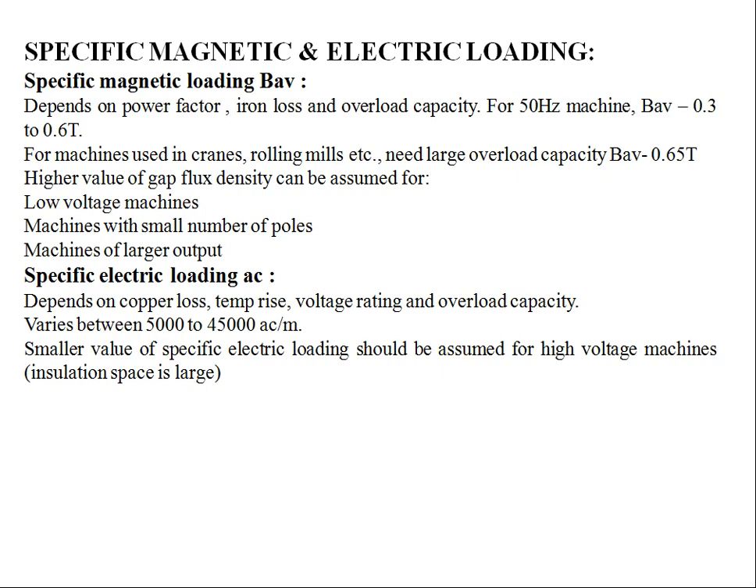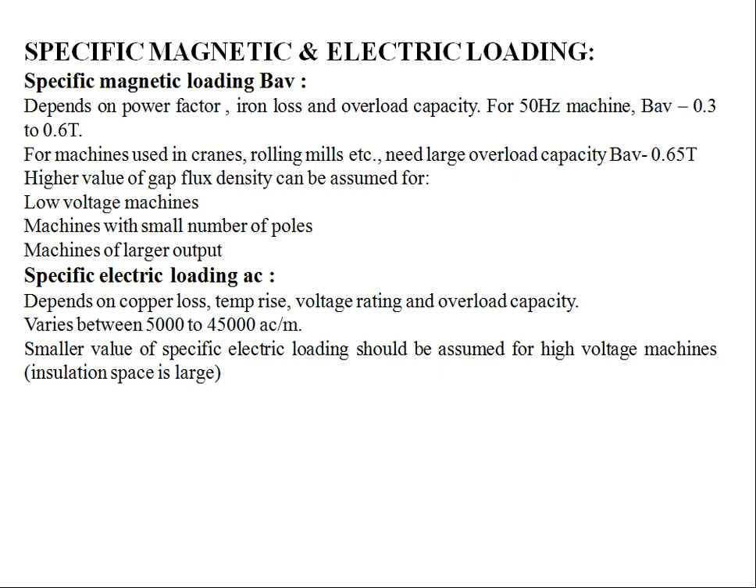So for machines where overload factor is required, like cranes and rolling mills, the specific magnetic loading can go up to 0.65 Tesla. For higher value of gap flux density, that is the high value of specific magnetic loading can be assumed for low voltage machines, machines with small number of poles, and machines of larger output.